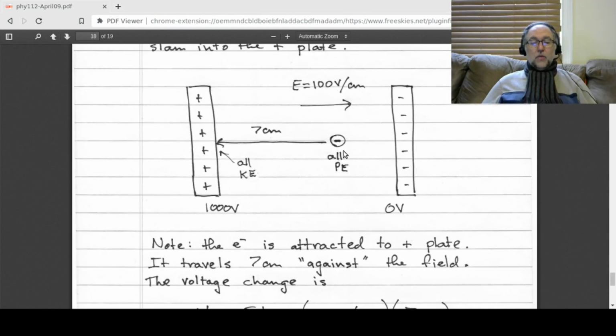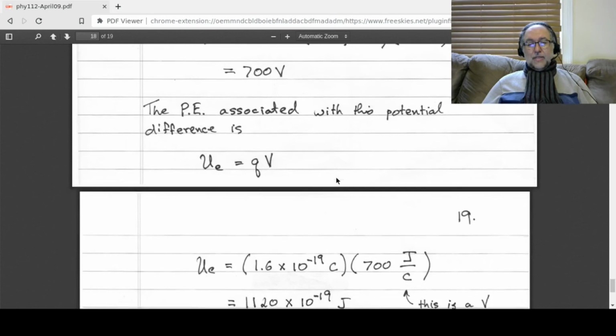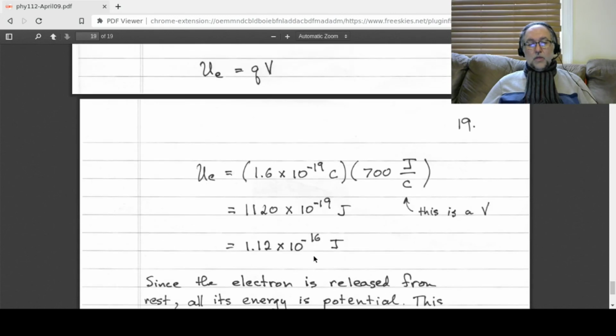Okay, so when the electron is sitting right there, all the energy is potential. And I even said in the problem that I release it from rest. So I'm not giving the electron any kind of a kick, any kind of an initial velocity, because that would be extra energy on top of the potential energy. No, I'm releasing it from rest. So at this point, all the energy is potential. It's all potential energy.